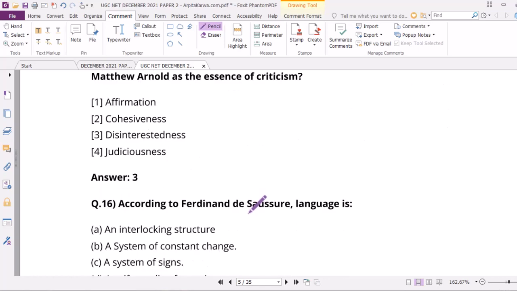Next is: according to Saussure, again very important. This is from lit theory, and Saussure belongs to structuralism. He will come under structuralism. Very important and a very basic question again.